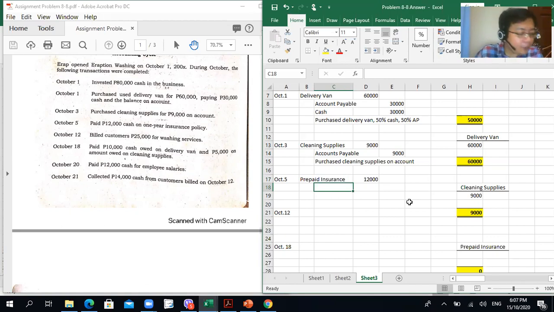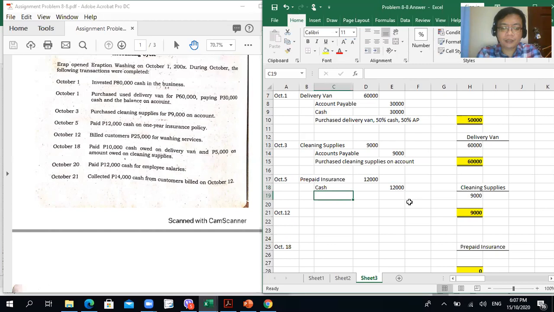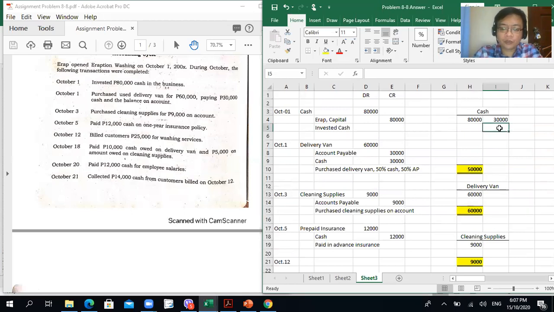All right. And then what is the credit? So you pay in advance, of course, it is cash. Correct? All right. Meaning paid in advance insurance. All right, 12,000. So, by the way, prepaid insurance is part of an asset, of your asset, sorry. Okay? Because for now, it is an asset, but as time goes by, it will become part of your expense kasi nagagamit mo na yung insurance. All right. So, prepaid insurance, you have 12,000, and also you have cash of 12,000.